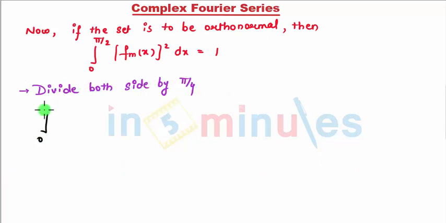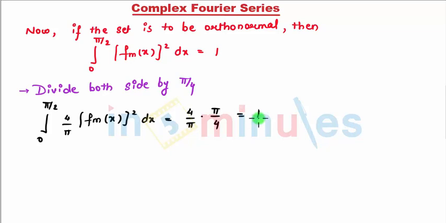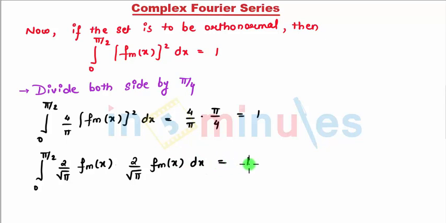So I get here 0 to pi by 2. When I divide by pi by 4, I can write it as 4 by pi f_m of x the whole square dx, and here I can write 4 by pi into my answer, which was pi by 4, which comes to be 1. So for a set of functions, I can split this into 2 by root pi f_m of x times 2 by root pi f_m of x dx, and that's equal to 1.